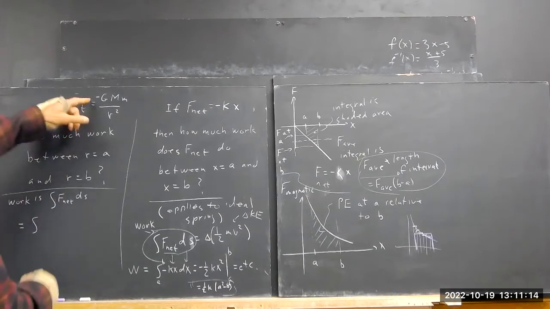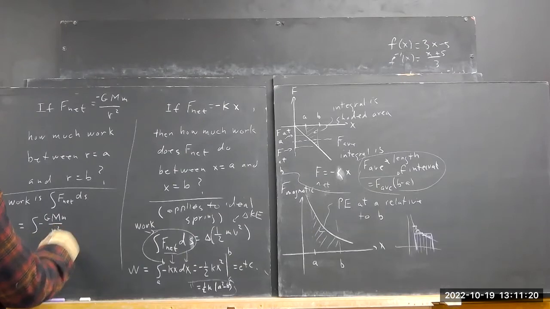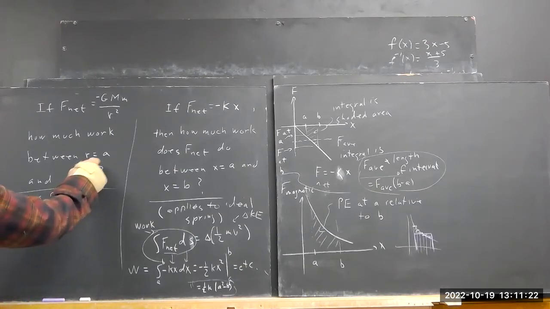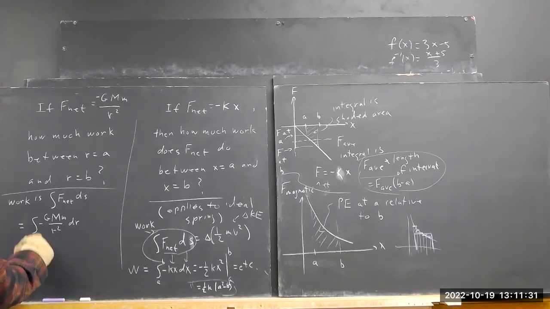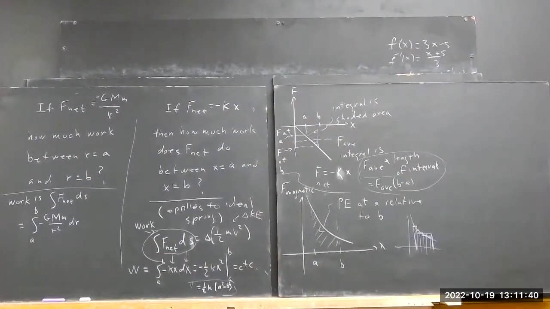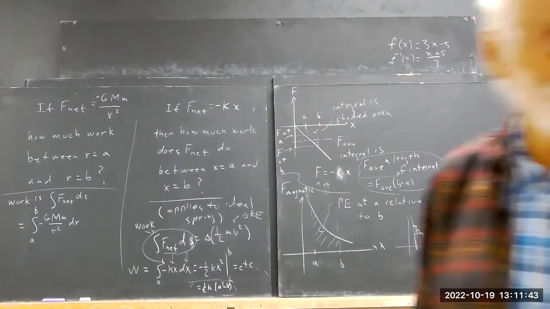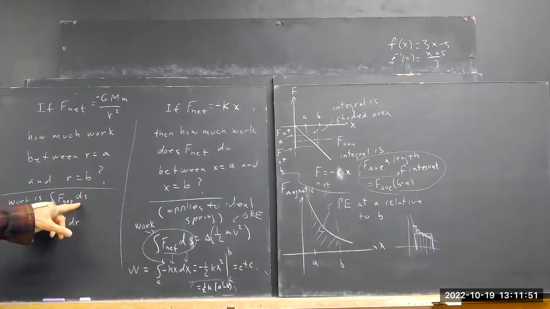Okay, so what's F net? Well, it's this. And r equals a to r equals b. So r is your variable, so your ds is now dr. And there's our a and b. Very simple. Okay, just identify your variable so that whatever that variable is, that's what your s is going to be. There's more to it than that. That's good for right now. Okay, that's just the mechanics.